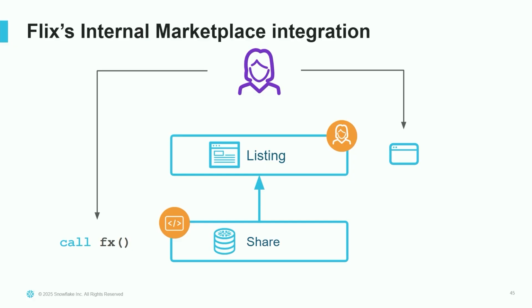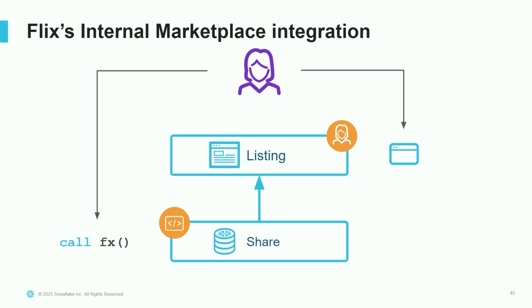When you look at a listing in Snowflake's internal marketplace, it basically consists of two parts. First of all, you have the share. That's what you see at the bottom. This is where basically all the data is added. And then you have the listing, the listing that you see in the internal marketplace. And these are two separate things.